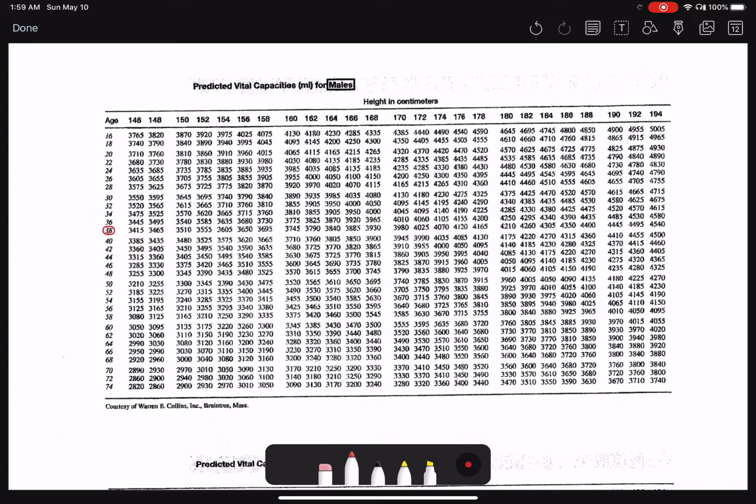Now the problem is that this particular chart is only in even numbers, so there's a 184 and a 186. My height is going to be right here. I'll show you what we're going to do with this in just a moment. But first we are going to draw a line across this chart, actually 2 lines.